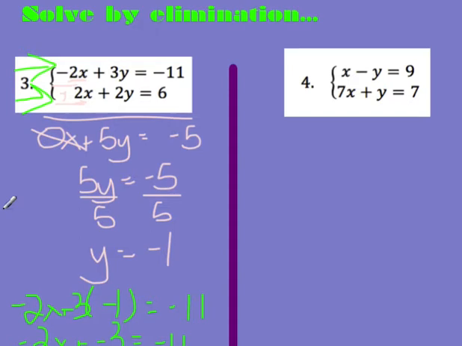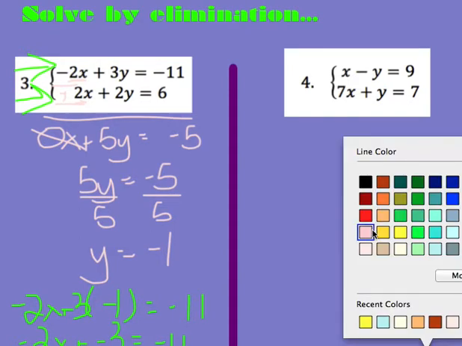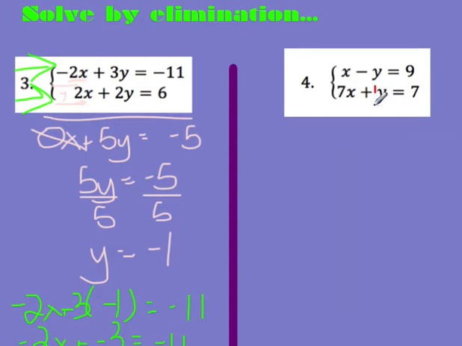Let's take a look at number 4. Again, we want to check that we have the same coefficient with opposite signs. I notice that the y has a coefficient of 1 and they have opposite signs. So we can go ahead and add down the columns. x plus 7x is going to give me 8x. Negative y plus y is going to give me 0y. And 9 plus 7 is going to give me 16.